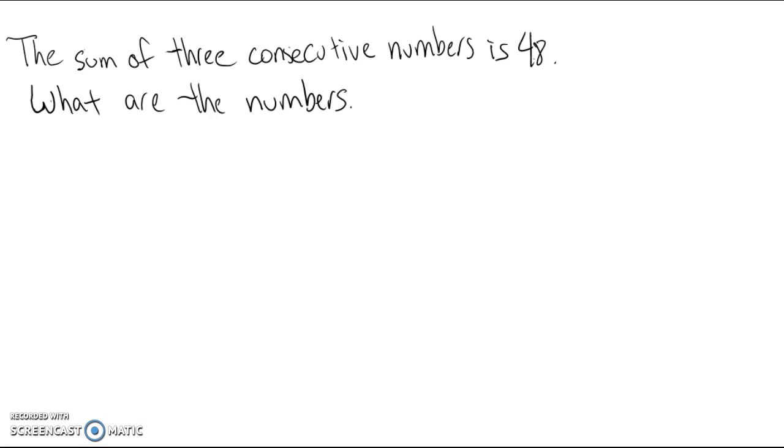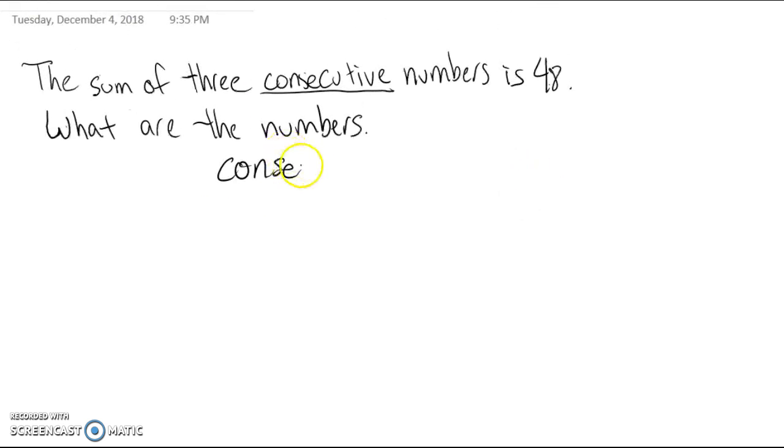Okay, let's get back to the question. Now we look at the keywords of this question. The sum of the numbers, consecutive. That might be a keyword. Consecutive means just number after number. Three consecutive numbers might be like 1, 2, 3, or 4, 5, 6. They just follow back to back. They're back to back numbers.